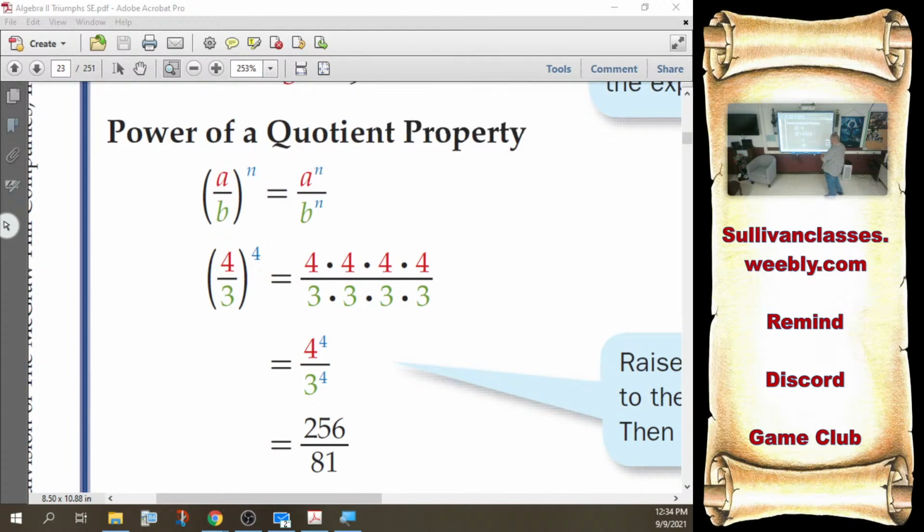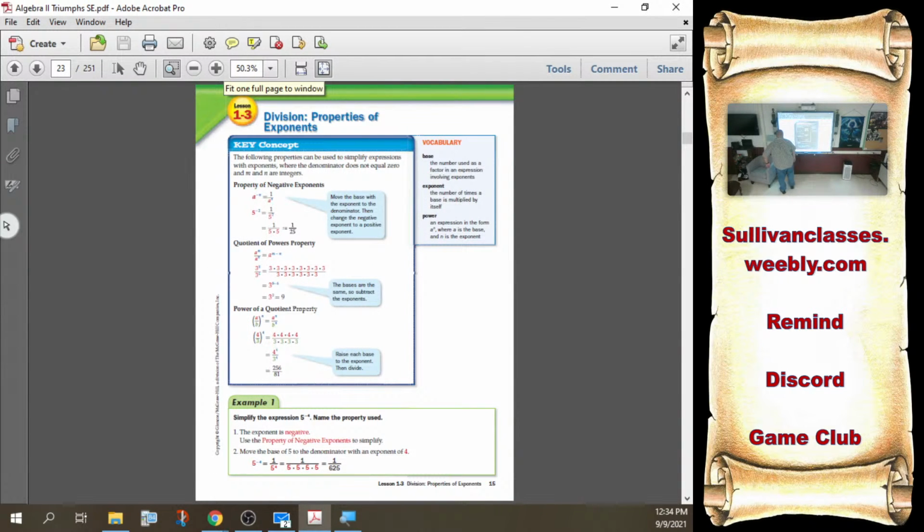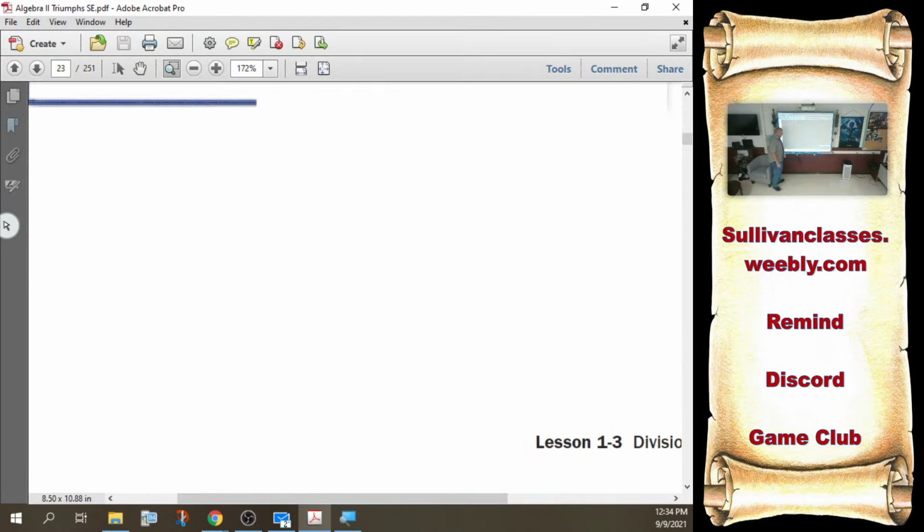Those are our rules. Yes, they all have words. I'm not going to bother with the words anymore. I would rather that we knew how. So we come on down here, and for example 1, they're going to say, simplify this for favor.